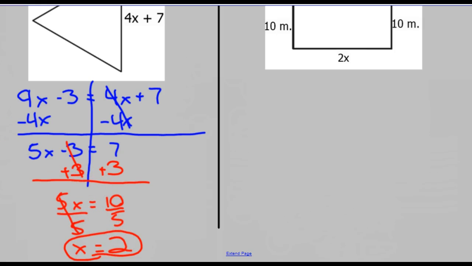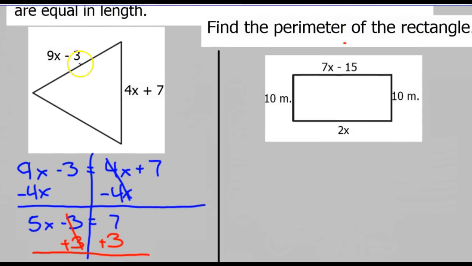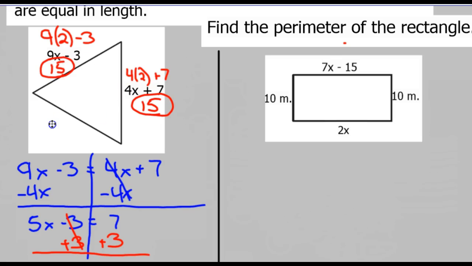So we know that x equals 2. So what we can do is put this 2 back into our equation. So now we'll have 9 times 2 minus 3. 9 times 2 is 18, minus 3 is 15. Okay, so we know that this is 15. If we put the 2 into here, we get 4 times 2 plus 7. 4 times 2 is 8, plus 7 is 15. We know that this other side is equal to all the others, so this must be 15. So the perimeter then must be 15 plus 15 plus 15. So our P then is 45.